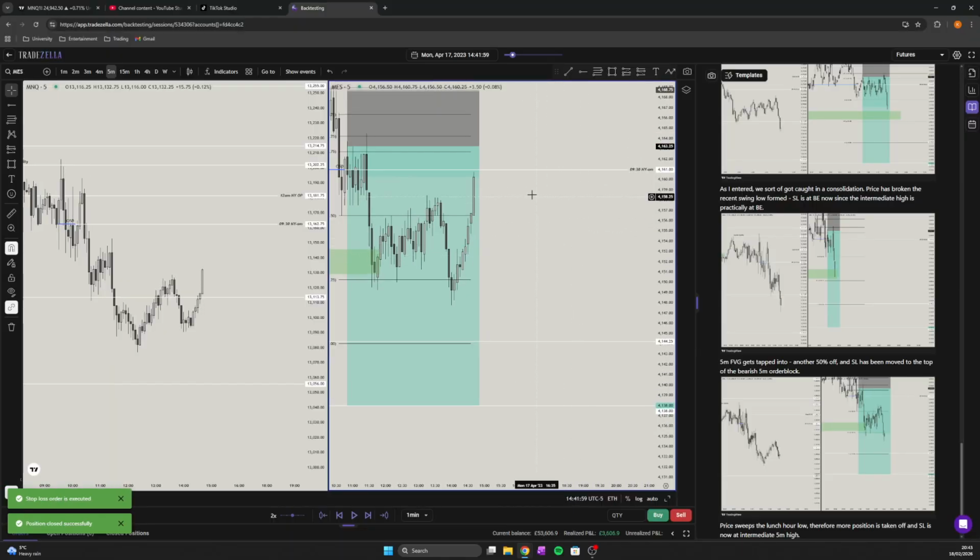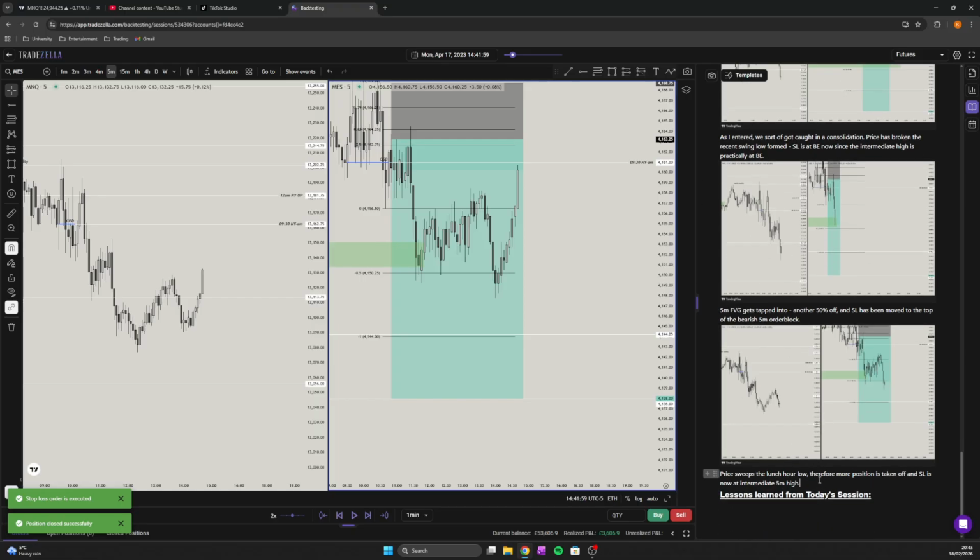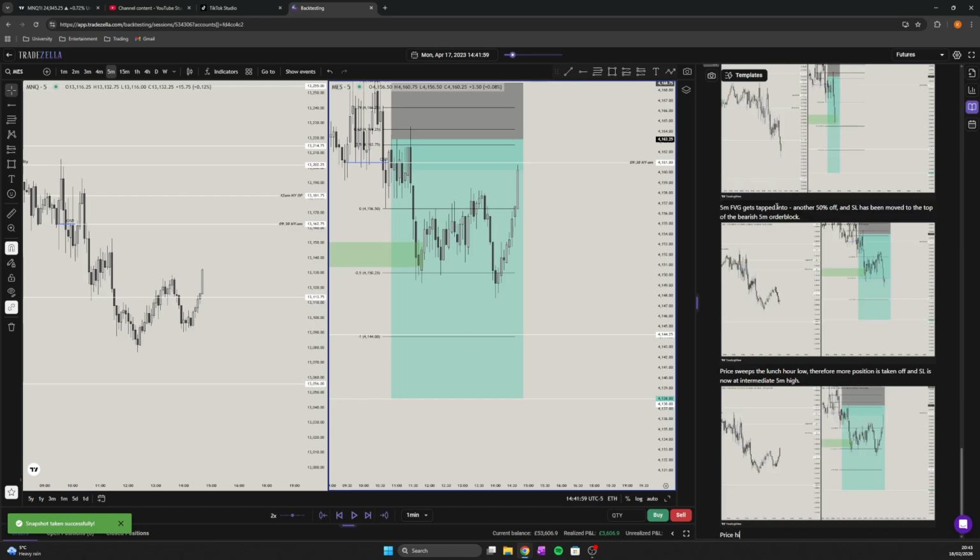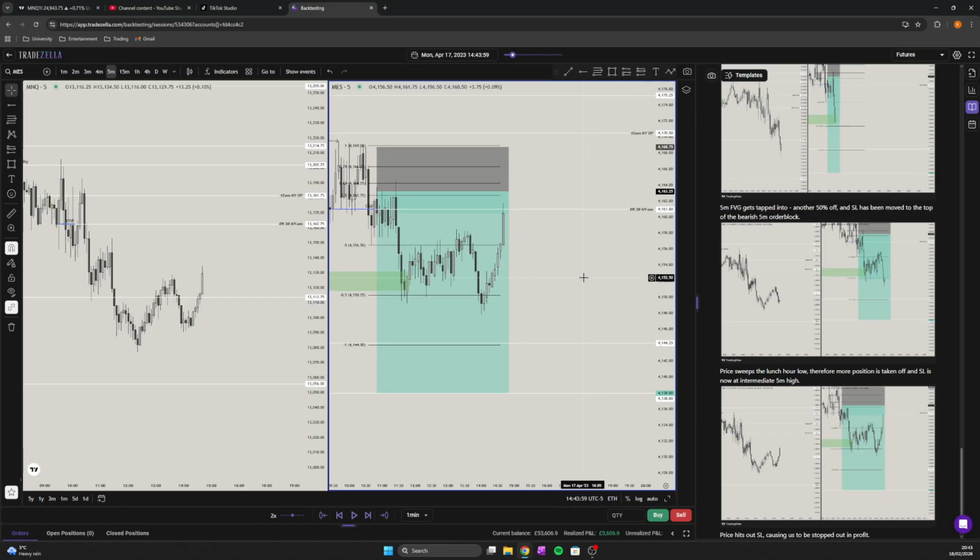Okay, and we get stopped out. Bang, bang. Price hits our SL, causing us to be stopped out in profit. Okay. Right. Let's see what price actually did.